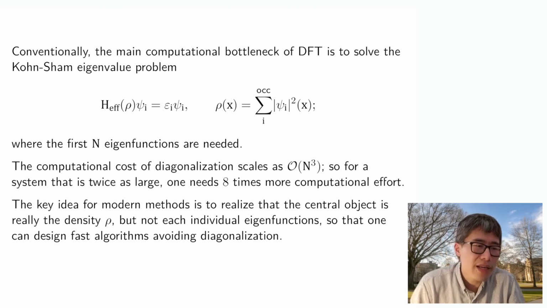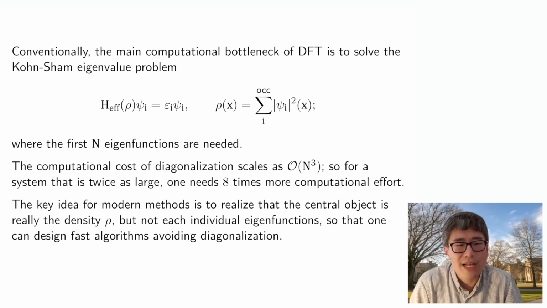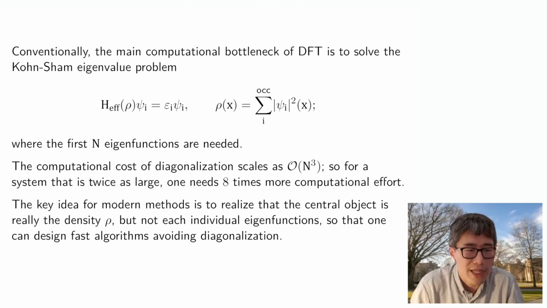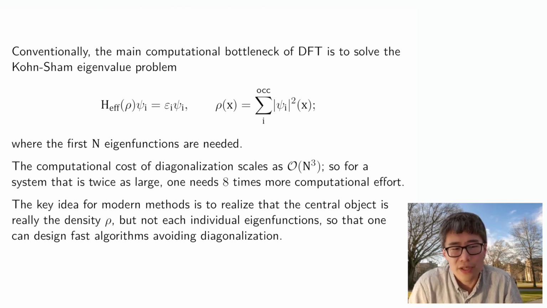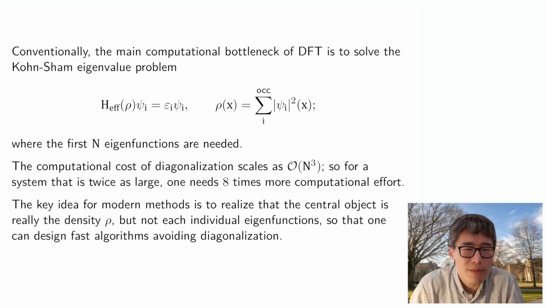The key idea of the modern innovation for going to larger systems is to realize that what you need is really the density alone, not the eigenfunctions. So mathematically, we can design better algorithms or smarter ideas, and put this computational thinking into practice to avoid this diagonalization.